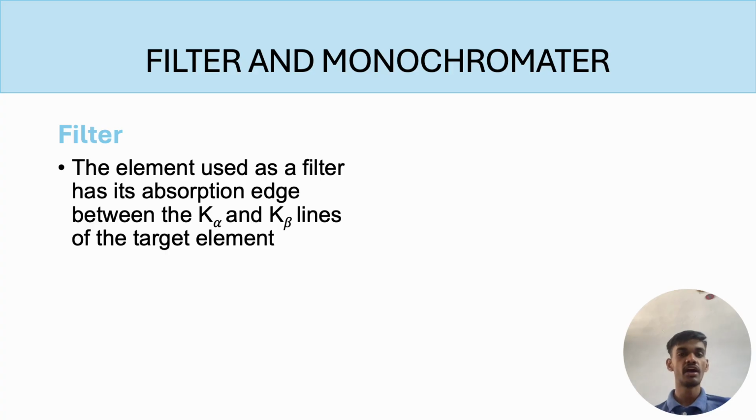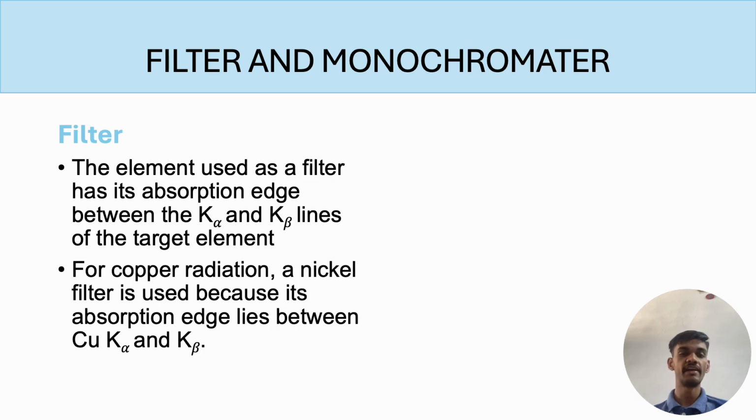The element used as a filter has its absorption edge between the K alpha and K beta lines of the target element. We are using the filter based on the following principle: for X-rays generated from a target with atomic number Z, a good filter to remove K beta radiation selectively is a foil with atomic number Z-1. For example, for copper radiation, a nickel filter is used because its absorption edge lies between copper K alpha and K beta, and copper has atomic number 29 and nickel has atomic number 28.